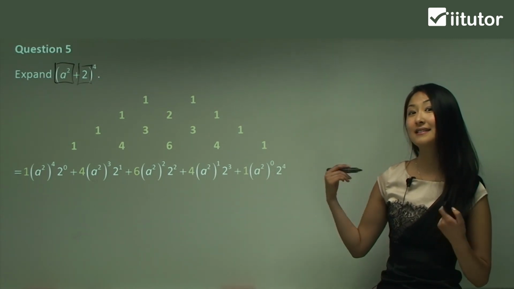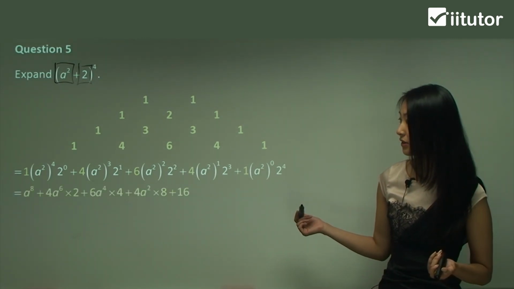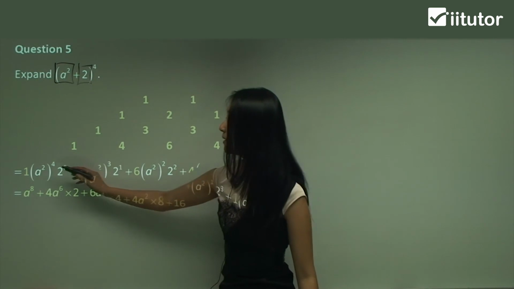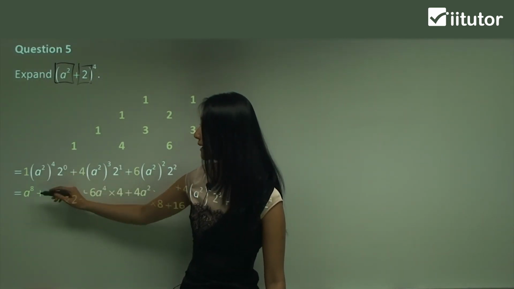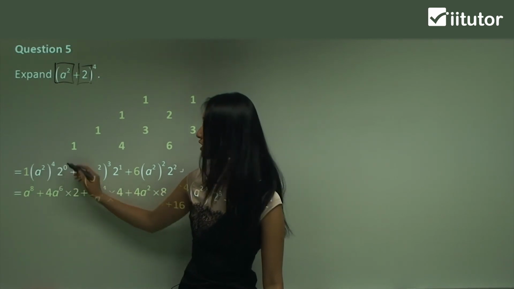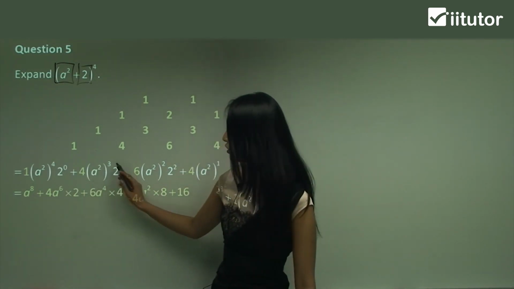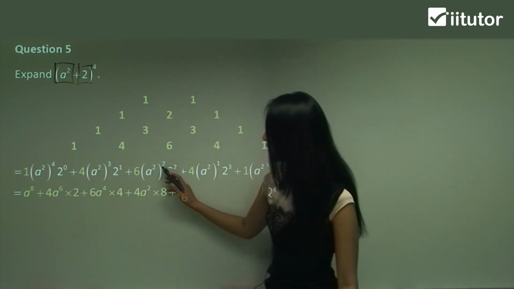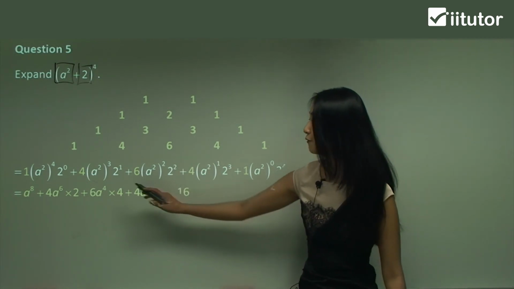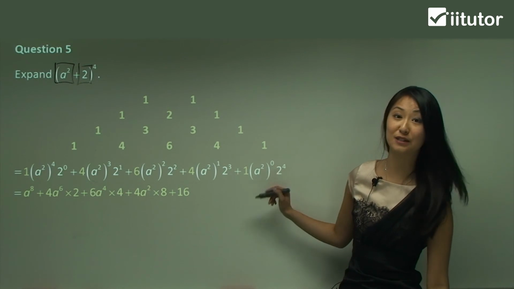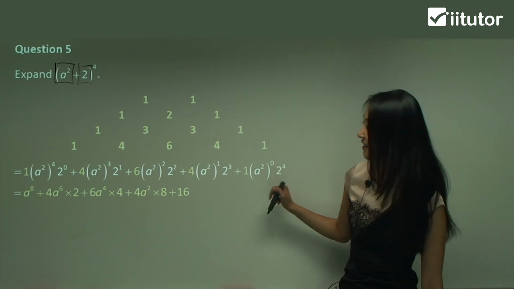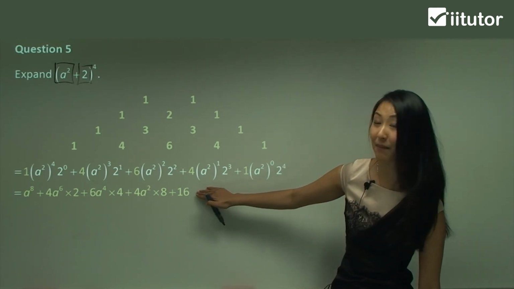Okay, let's expand these brackets. So here, remember when we're multiplying the index with brackets, we just multiply them. So 2 times 4 is just 8, 2 times 3 gives us 6, 2 times 2 gives us 4, 2 times 1, 2, and power 0 just means it equals to 1, yeah? So that's how we get to this step here.